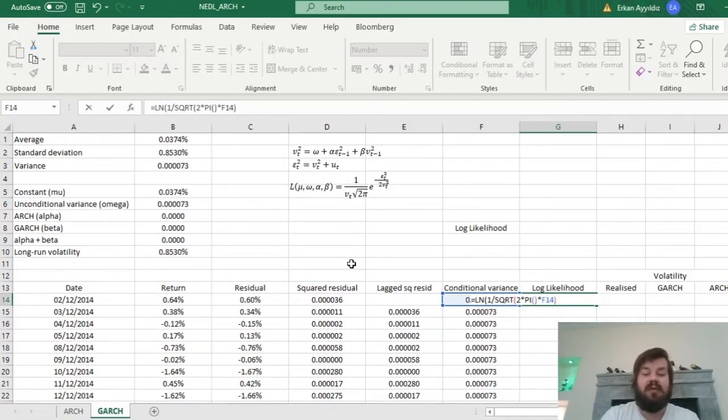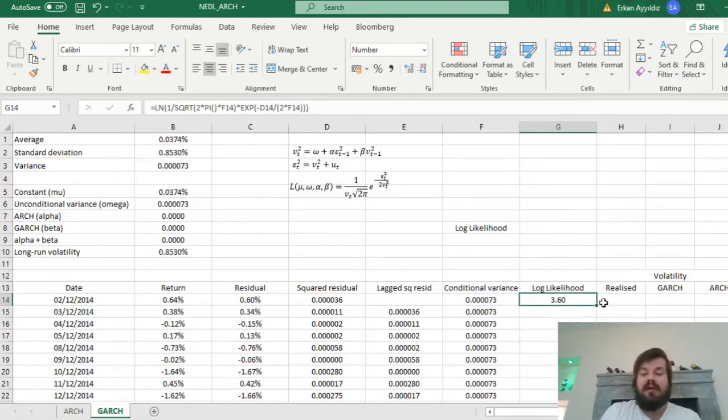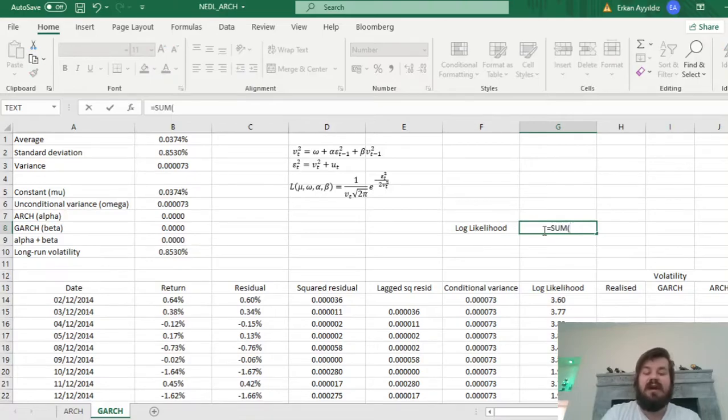That's exactly what we want, times the exponent of minus realized volatility, so squared residual, divided by 2 times the conditional variance. And then we close the bracket for the denominator, close the bracket for the exponent, and close the bracket for the natural log, bottom right click it all the way down, and arrive at different values for our log likelihood. And then we estimate the sum of log likelihoods. That would be the overall log likelihood function that we would like to maximize.